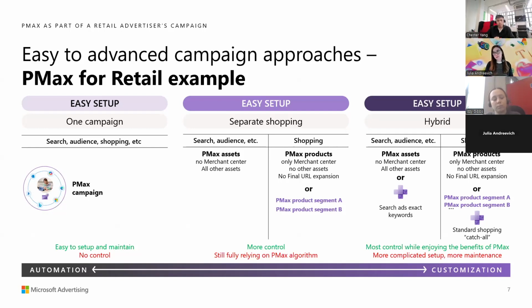And then lastly, if you want full customization, you can combine Performance Max with standard shopping or search campaigns. For instance, use PMax for text and images, so one PMax campaign without product assets, and then you can pair it with a search campaign with exact match keywords, for example for your brand name. And then on the product side, create a separate PMax campaign for Merchant Center and then combine it with standard shopping for wider reach when needed.